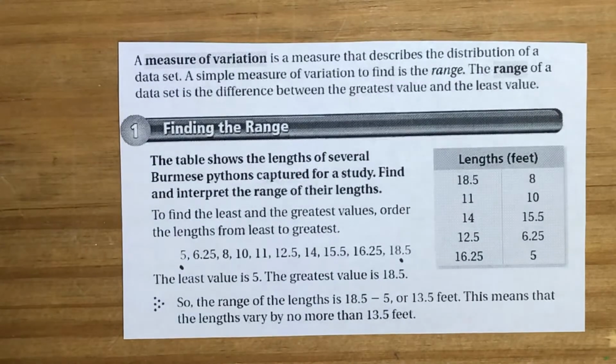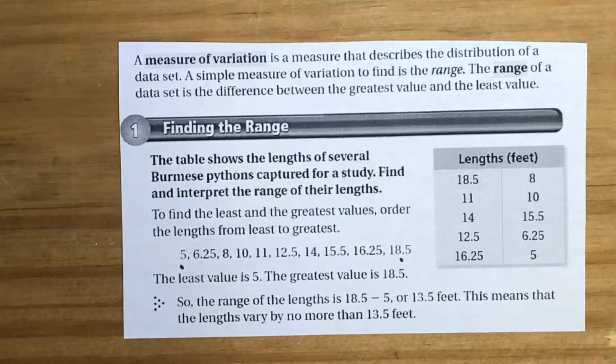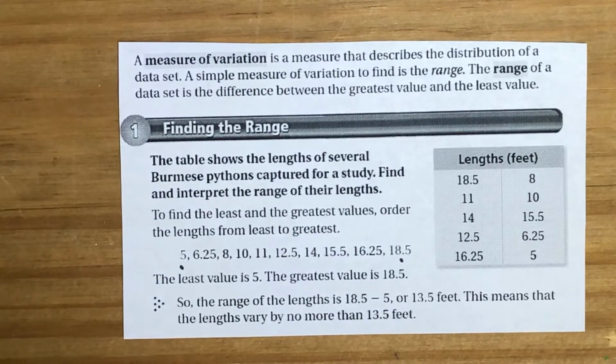This means the lengths vary by no more than 13.5 feet. It also does give us a number that I think is rather high when comparing the length of snakes. And so I would say the range of the lengths of these snakes is pretty significant. So I would say the range is large, lets me know that this data does vary.